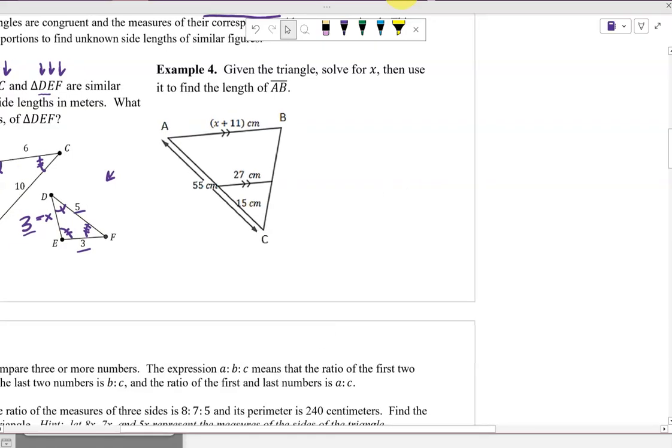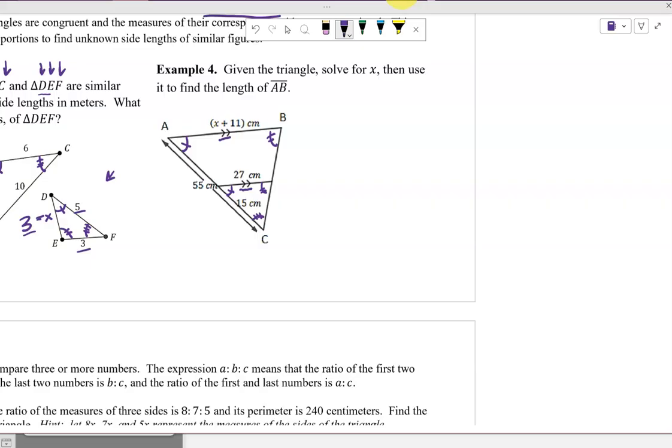Okay, example 4, given the triangle. Now, this triangle has to be similar. Here's why. That side of the bigger triangle is parallel to this side of the smaller one. So they're cut by a transversal, which means this angle has to equal that angle because those are corresponding angles. This angle has to equal this angle because they're corresponding angles. And that angle equals itself, and it's in both triangles. So we definitely have similar triangles.